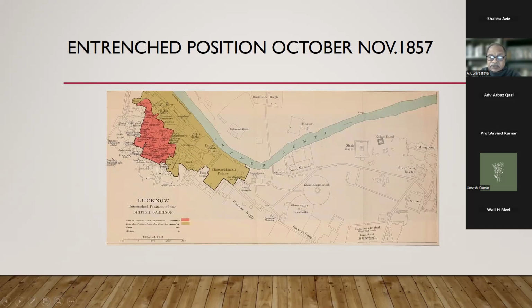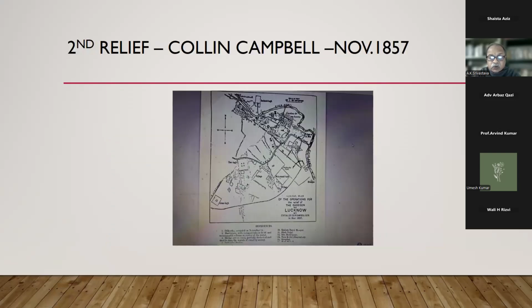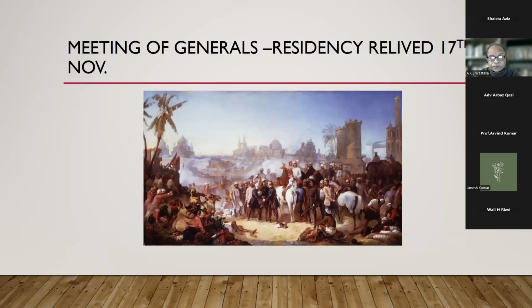And then on 17th November, a very famous painting, you can see here, the meeting of the generals, where Havelock, Outram, and Colin Campbell are meeting. On 17th, the Residency was relieved, and by 19th, all the Britishers were taken away from there to Dilkusha, where Havelock died, but everybody else was taken to Kanpur.